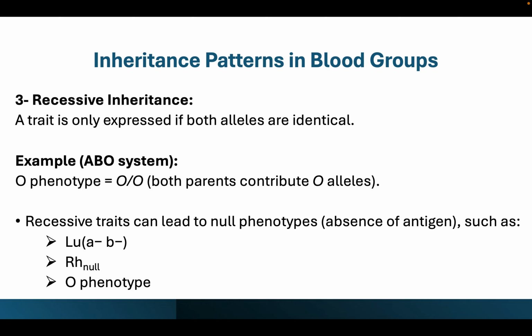The same applies to the other blood groups, like Lutheran. If I have a defective BCAM gene, I don't have the Lutheran antigen expression, I have a null phenotype, like the Rh null, similar to the O phenotype.